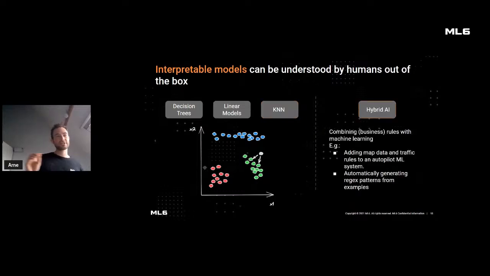Then a bit of a separate category here would be hybrid AI. But I also placed it here because what is hybrid AI? Well, here we are going to be combining our normal machine learning models with some hard business rules. And I'll give 2 examples.